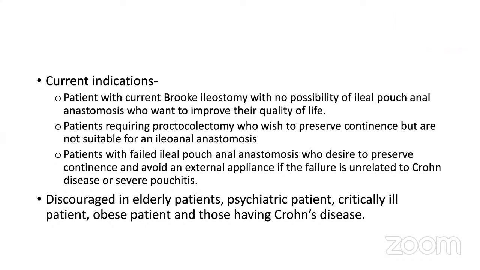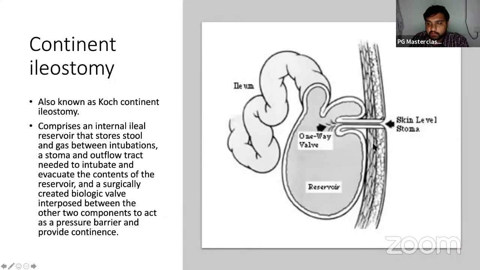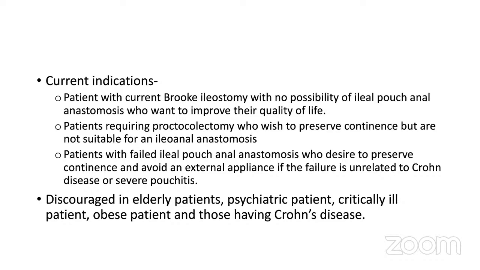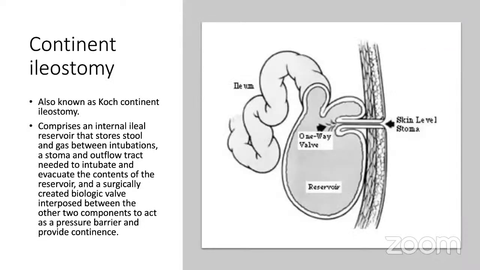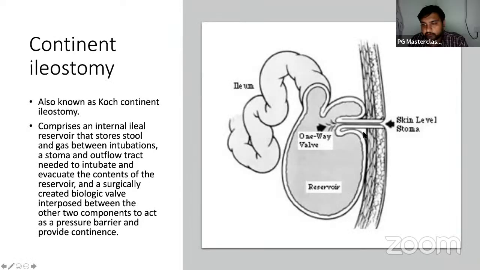It is discouraged in elderly patients, psychiatric patients, critically ill patients, obese patients, and those having Crohn's disease. Because there will be difficulty in intubation, and the stoma output, as we can see, has no pouting; it is at the level of the skin. So obese patients and elderly patients might have difficulty in identifying it and allowing intubation of it by red rubber catheter. In obese patients, the anus is also more.